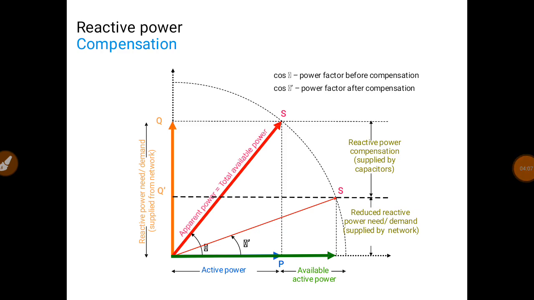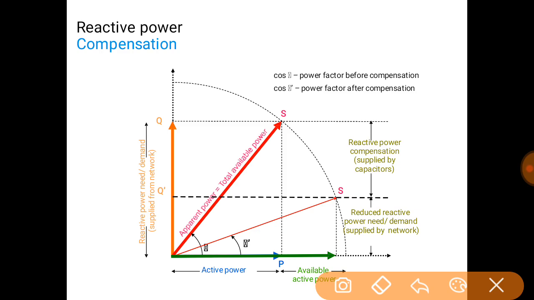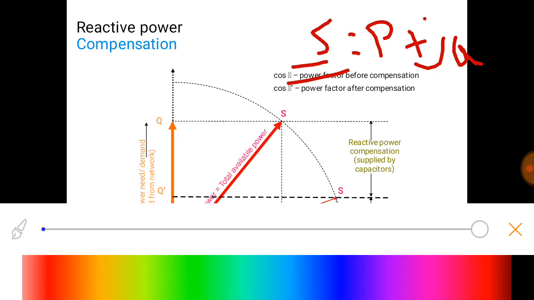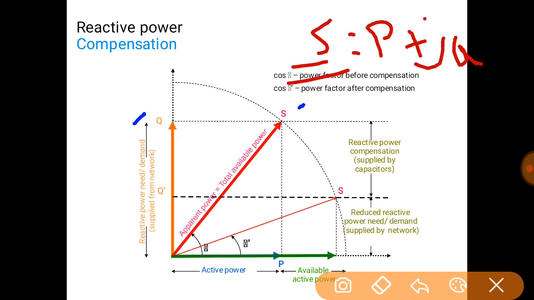Now we discuss reactive power compensation. Here, apparent power is constant, S is equal to P plus jQ. Here S is constant. Here two systems are given. First Q, Q, S, and this P. This system is given. Here reactive power is high, then we compensate it to Q dash.